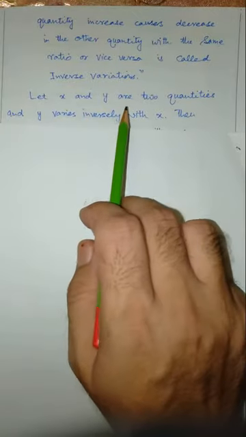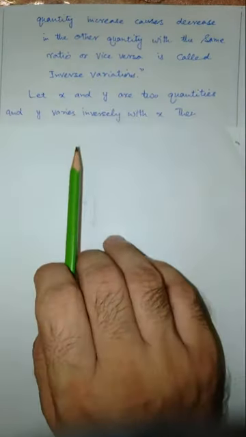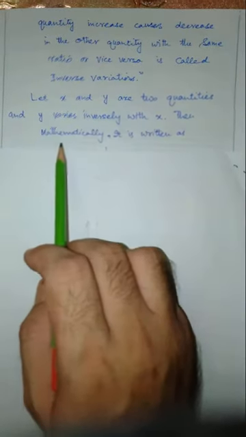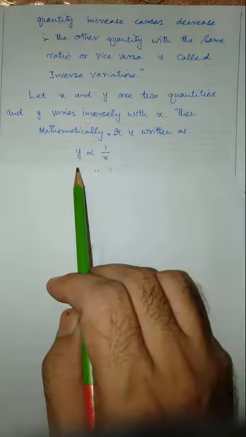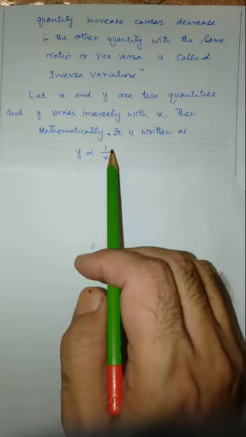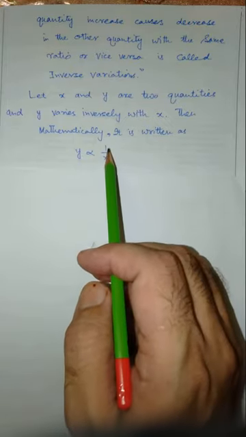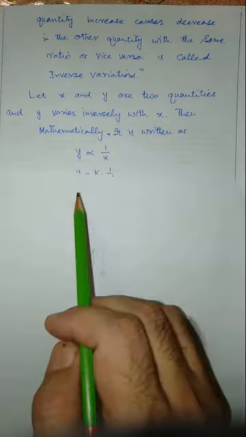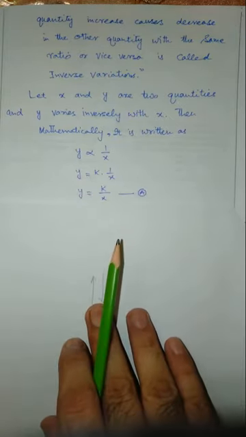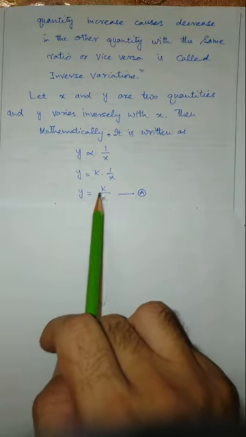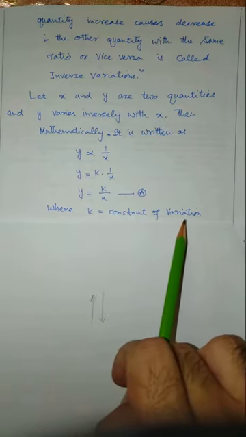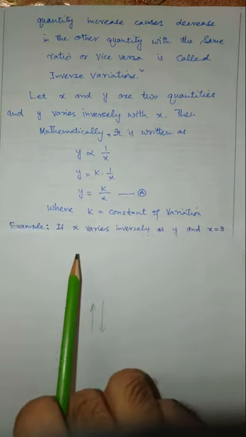Let x and y be two quantities and y varies inversely with x. Then mathematically it can be written as y is proportional to 1 over x. Remember that, students, inverse proportion is always in reciprocal form. y is equal to k dot 1 over x. So this is y is equal to k by x. This is called equation A, where k is the constant of variation or constant of proportionality.